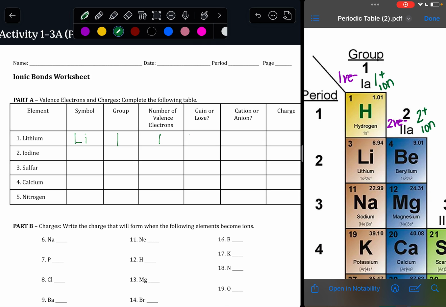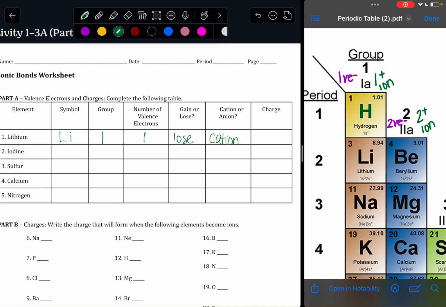So it is more likely to lose an electron, and that is because it is a cation. It is on the left side of our periodic table. It's a metal, it has a positive charge, it's a cation. It's the charge that it has because if it gives up that 1 valence electron, it's going to lose 1 negative charge, and it's going to end up with a 1+ ion charge.